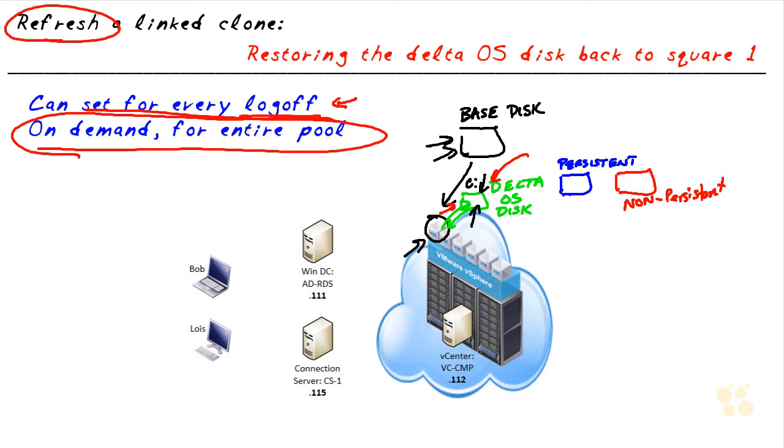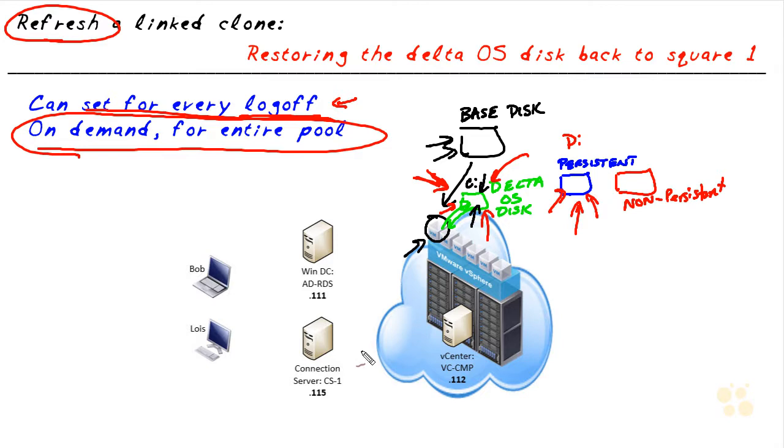Now, the cool thing is, even if we do a refresh, the information on the persistent disk, for example, Bob has a D drive and he's been writing to and reading from the D drive, even if we do a refresh, it's only going to affect the Delta disk for the operating system. It's not going to affect our persistent disk. So Bob's information, including his profile, which may be saved on that persistent disk, will survive a refresh that's being done to the Delta disk.